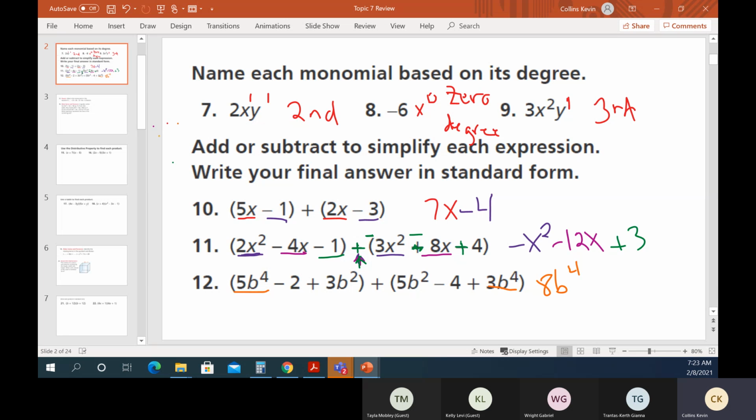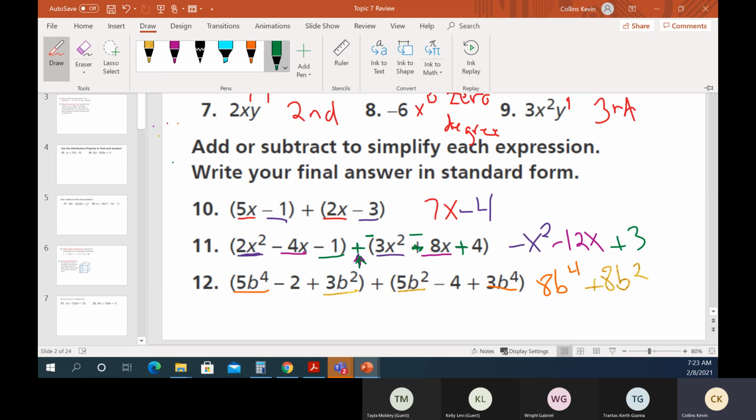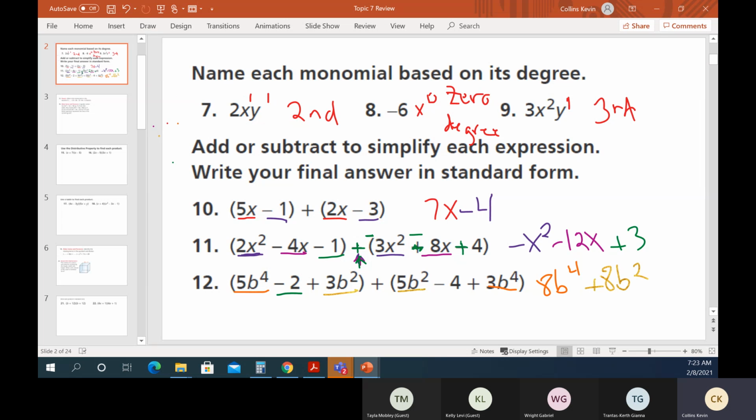And look at that, and we say, okay, I've got 3b squared and 5b squared, so that's going to be plus 8b squared. Okay. And then the last one, we've got just numbers. We don't have a b value, so we just got numbers. So minus 2 minus 4 more is minus 6. That's it. Easy and peasy.